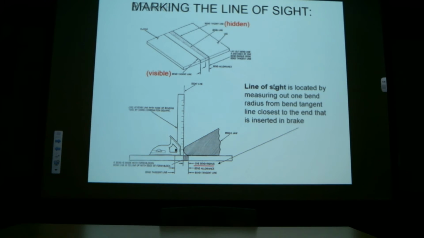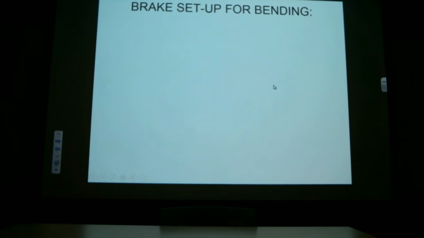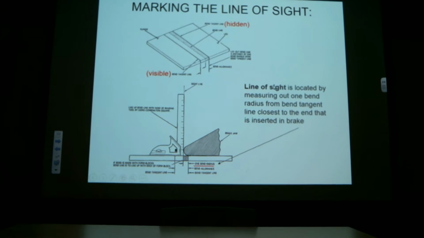The line of sight, where does the line of sight go for bending? Usually one radius from the inside bend angle. That's right, one radius from the bend tangent line that's first positioned underneath the brake. It doesn't always fall between the two bend tangent lines. A good example of that would be the skins that you're doing for your airfoil. You've got a very small amount of bend allowance, so the bend tangent lines are very close together. The line of sight extends beyond both of them. So it's one radius from the hidden or inside bend tangent line, whichever one goes into the brake first.